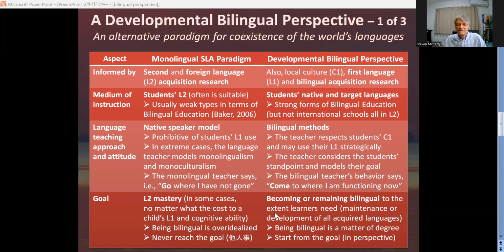So whereas in the bilingual approach, being bilingual is a matter of degree. So it's not an ideal that's unapproachable, but actually a matter of degree. And so it's very rare for people to be complete or balanced bilinguals. It's not even needed. Okay, so instead of never reaching a goal, you start from the goal, at least in your perspective.